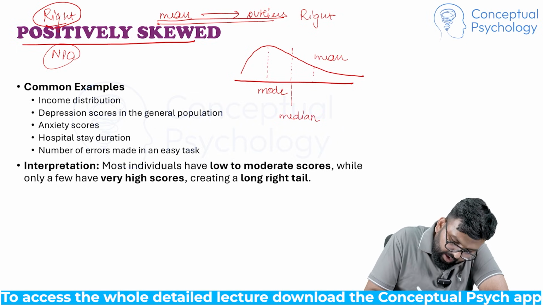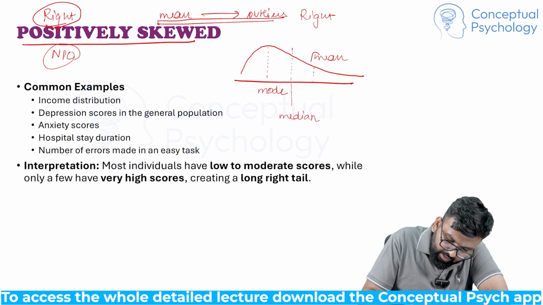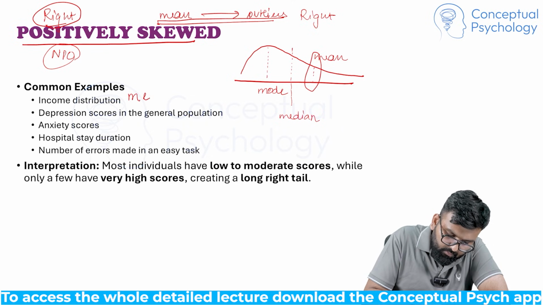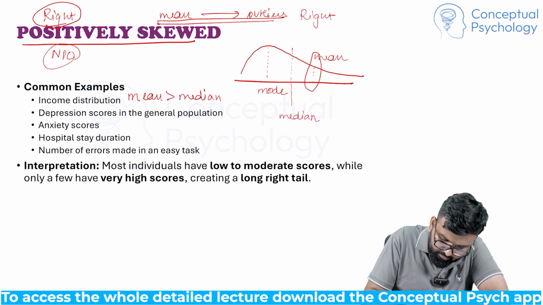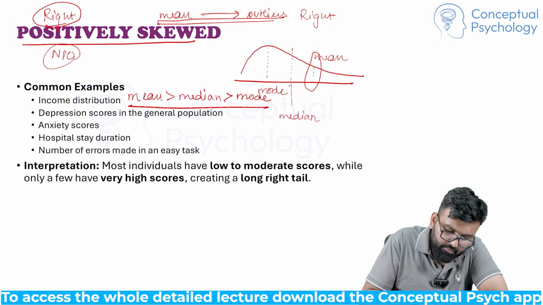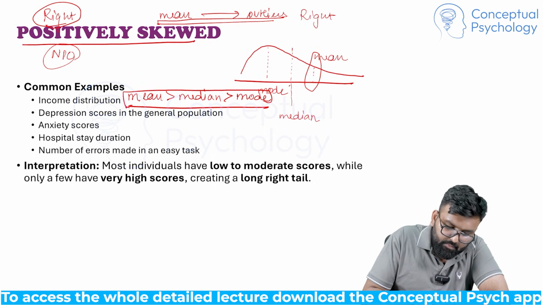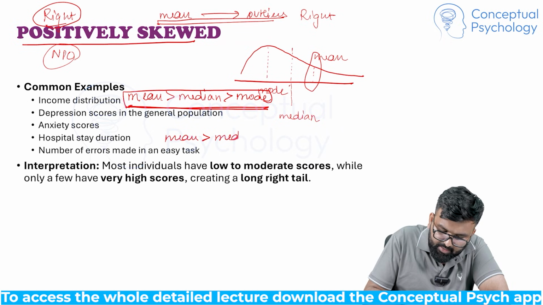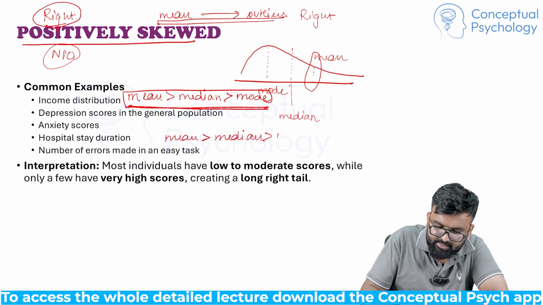So we can say that mean has the highest value, then there is median, and then there is mode. So this is something we have to remember. Mean is greater than median, is greater than mode.